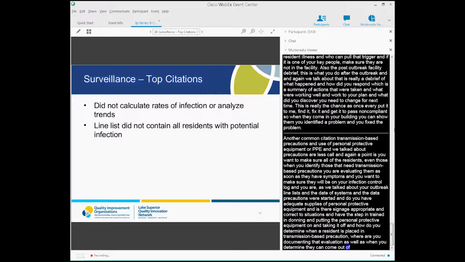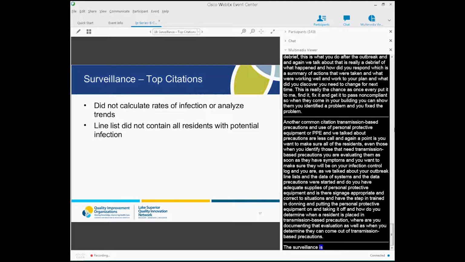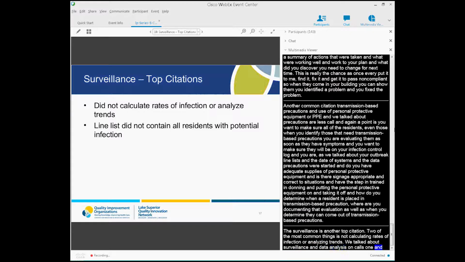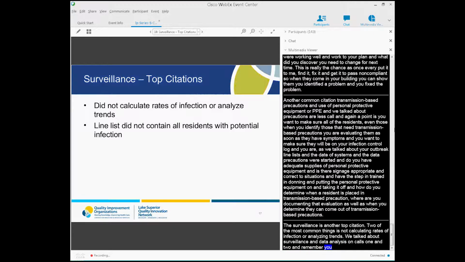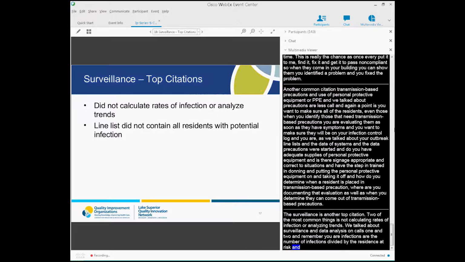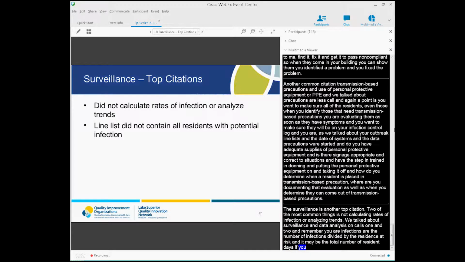Your surveillance, another top citation. Two of the most common things is not calculating your rates of infections or analyzing your trends. We talked about surveillance and data analysis in calls 1 and 2. Remember that your infection rate is really the number of infections divided by the residents at risk. That may be the total number of resident days if you're talking about, say, GI illness or respiratory illness. If it's catheter-related UTIs, it would be the number of residents that have a urinary catheter.